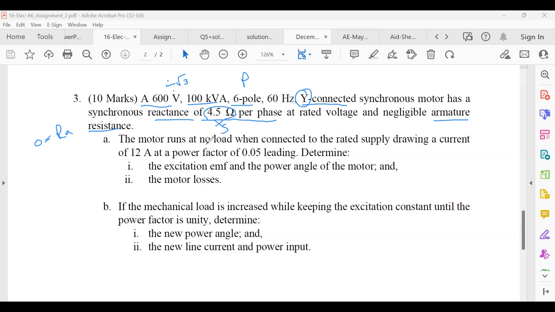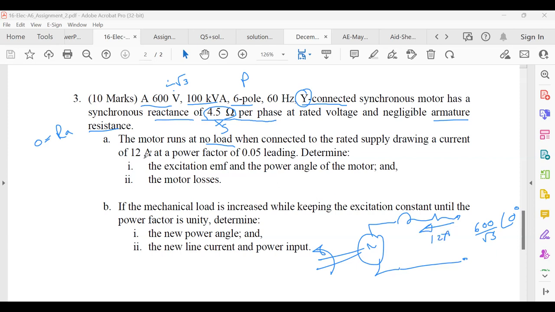They said at no load, your motor was running. So this is what we have. It's a motor, so you put 600 over square root 3, angle 0. The motor was running at no load, absorbing 12 amps at power factor leading, cosine inverse 0.05. So you can know the current, right? So you have this and you have JXS.